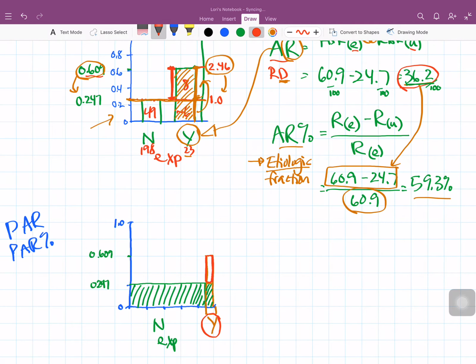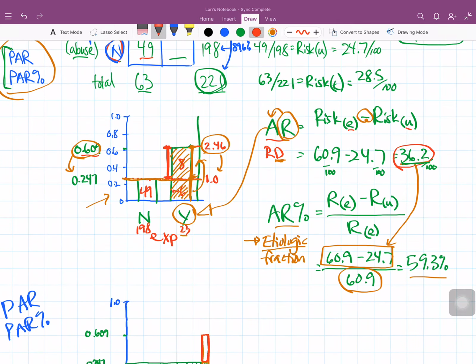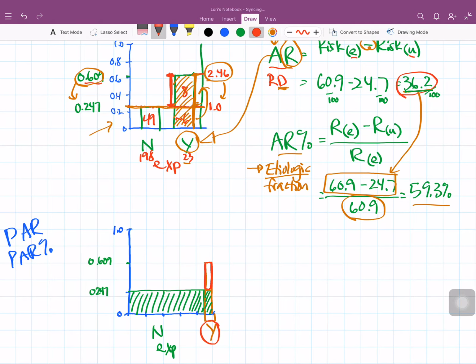Now, the interesting thing we can look at here is the total. We have 28.5% who had this particular outcome. I'm going to go ahead and draw that. Let's use a black and say, okay, we have 24.7 in our unexposed group and 60.9% in our exposed group. But what that averages out to, once you take absolutely everyone in our study, is 28.5. So let me put a little dashed line across here.